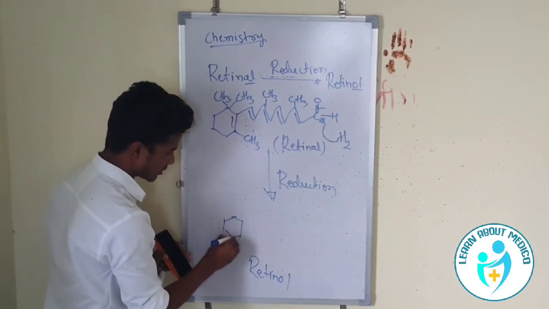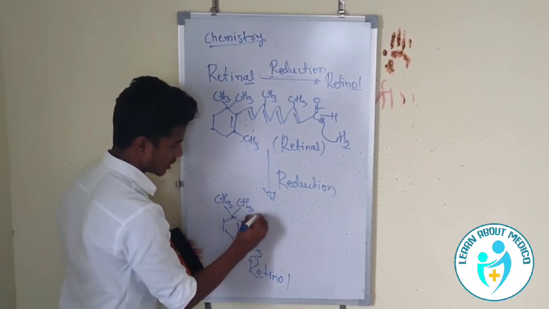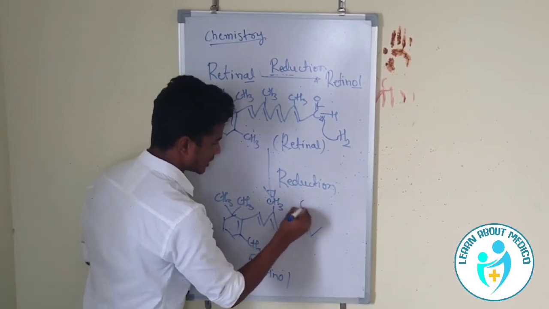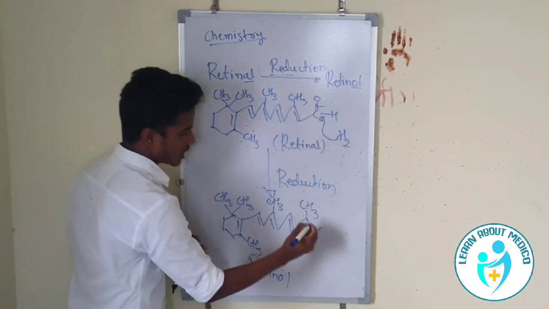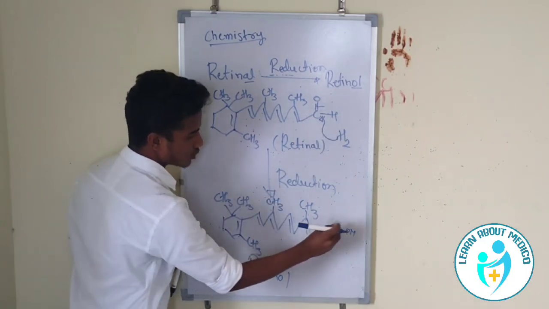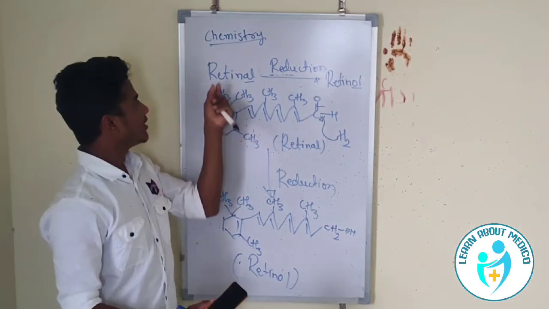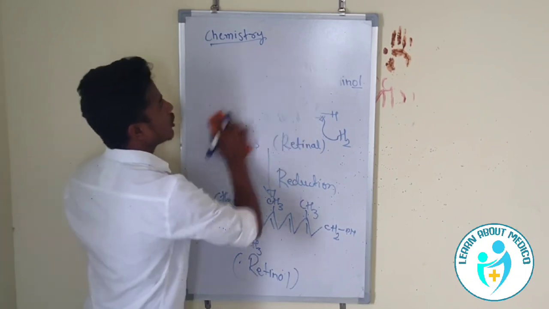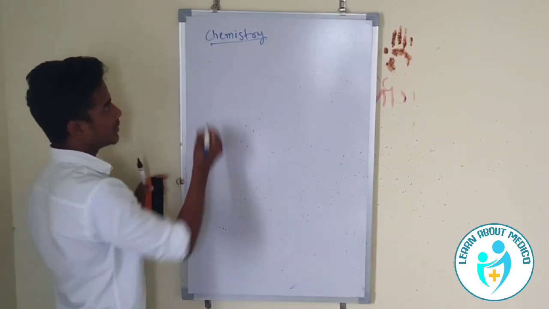I will write here. You can see here. CH3, double bond, double bond, double bond, double bond. Here is CH3, and here is CH3, and this double bond is cleaved, and this H2 is added to this carbon atom. This O and H combine to form OH, that is CH2OH. This is the structure of retinol. That is, retinal undergoes oxidation, it gives retinoic acid. If the retinal undergoes reduction, it gives retinol. This is all about retinol and retinoic acid.